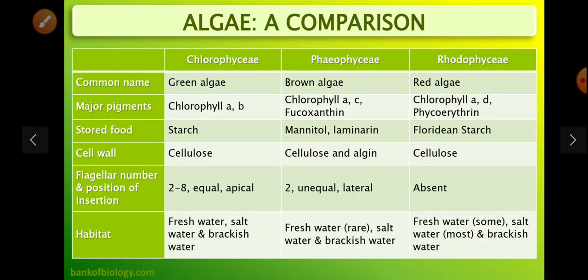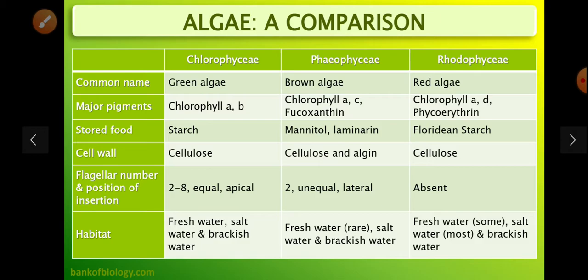This is the comparison between all. The most important chart, means you can compare all three on the basis of their names. That is Chlorophyceae is green algae, Phaeophyceae is brown, and red is Rhodophyceae. Major pigments: in the first case chlorophyll A and B, in the second case A and C and fucoxanthin, and in the third A and D and phycoerythrin. Store food in the form of starch, especially green algae. In the case of brown, it is mannitol. In the case of red algae, it is floridean starch.